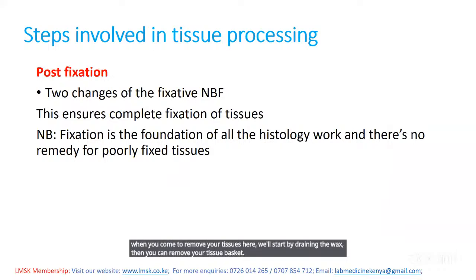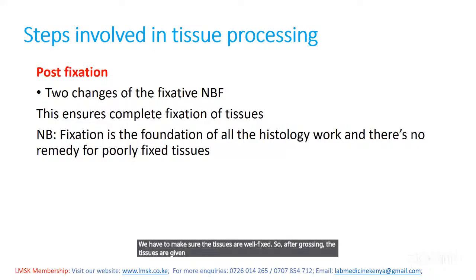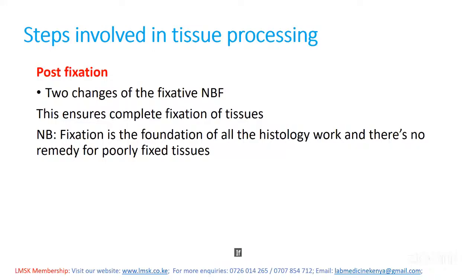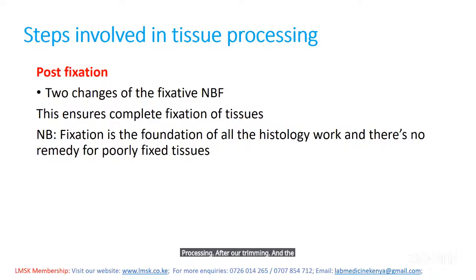So what are the steps involved in tissue processing? As we have said, we have to make sure the tissues are well fixed. After grossing, the tissues are given some time to fix well if you are going to process manually. But if you're going to process using an autoprocessor, it already contains a provision for fixative, just like 2 baths for fixation. So you can set your program immediately after trimming, and the tissues will fix and continue to process.